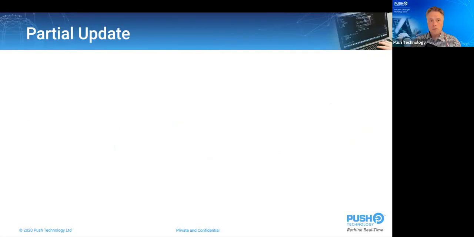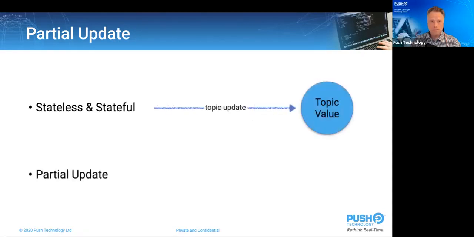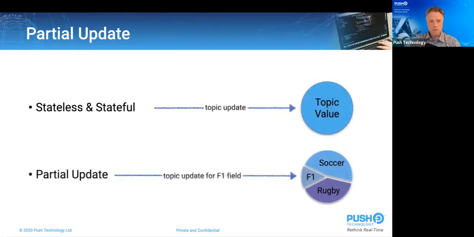Here I'm going to focus on the third method, partial update. The key difference and advantage of this is that whereas stateless and stateful updaters update the whole topic value, we can use partial updates to update part of the topic. This can be very useful when the topic value is too large to be practically stored in the client, or the topic value is updated and owned by more than one source.